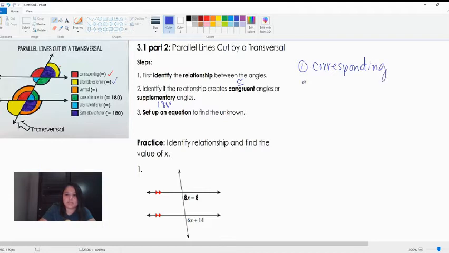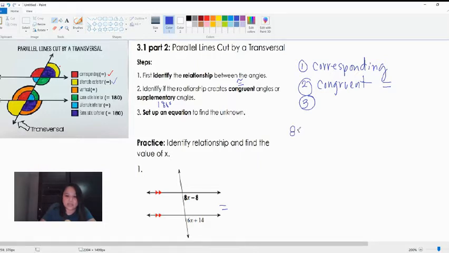Okay, so we know that it's corresponding angles. And the second thing I know about corresponding angles is, I'm going to look right here, and it says corresponding angles are congruent. Okay, so we can say it is congruent. So we know that when we set up the equation, it's going to be equal. Number 3 is set up our equation. So now I know that corresponding angles are congruent. That means that this angle here is equal to this angle here. So I'm going to put an equal sign there. And we're going to set up our equation.